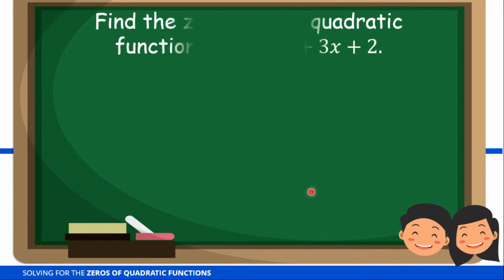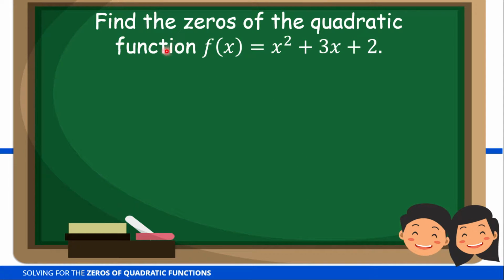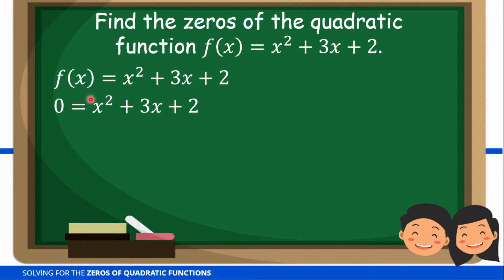Here's our example. Find the zeros of the quadratic function f of x is equal to x squared plus 3x plus 2. So, kagaya ng sinabi ko kanina, since ang hinahanap natin dito ay zeros ng quadratic function, ibig sabihin yung points na nasa x-axis, gawin muna nating 0 itong f of x or yung y. Okay? So, gawin nating 0 yan. And pwede natin itong baliktarin using symmetric property. So, we have x squared plus 3x plus 2 is equal to 0. Okay? So, again, ginawa lang nating 0 yung y or yung f of x kanina.